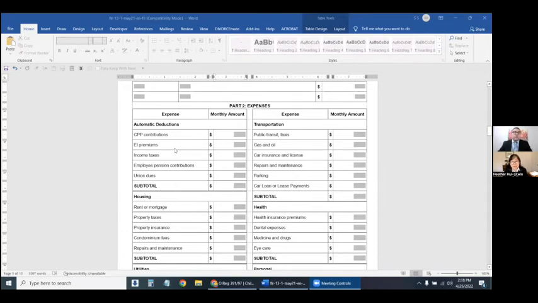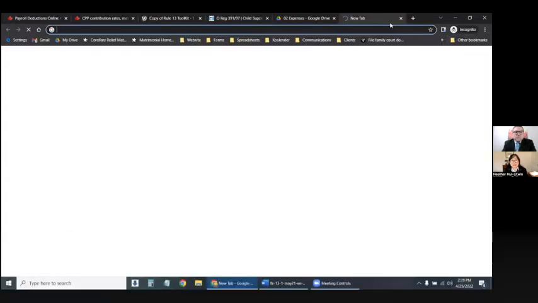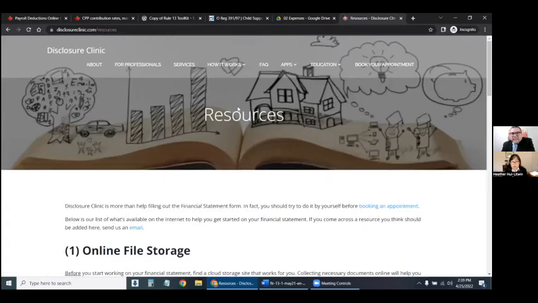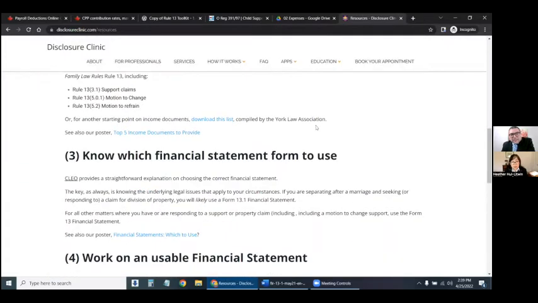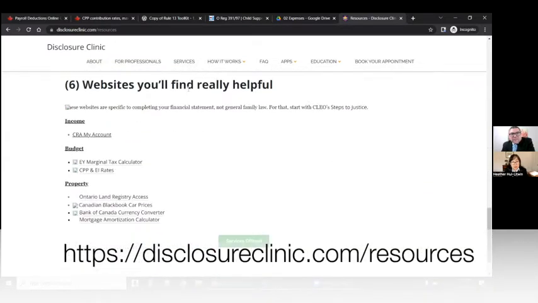I will tell you a secret that lawyers use: we have software for calculating support, and within that software, it calculates taxes. It calculates all that stuff. But then the question is, what do people who don't have that software do? The answer I'm going to tell you is that you can go to my website, under education resources. They're not perfect because I'm figuring out what's available online, but there's a section here, websites, you'll find really helpful.